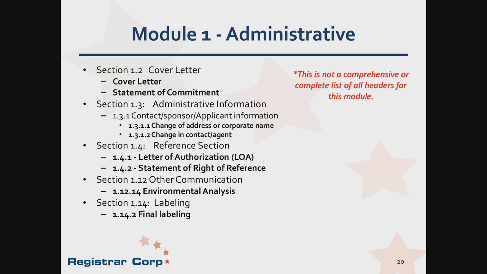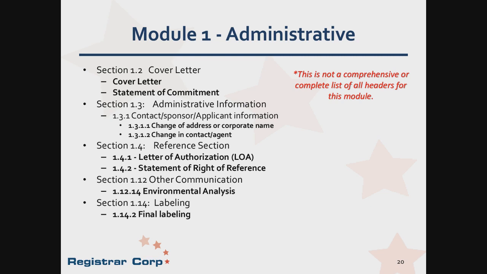Section 1.3 is the administrative section that will include information when there is a change in address or corporate name for the contact, sponsor, or applicant, or if the contact or agent changes, then this information would also be included in this section. Section 1.4 is a section where authorization to reference the drug master file is provided. Section 1.4.1 is a section where letters of authorization, commonly known as LOAs, will be inserted. The statement of right to reference will be inserted into Section 1.4.2, and a list of authorized persons to incorporate by reference will be in Section 1.4.3.